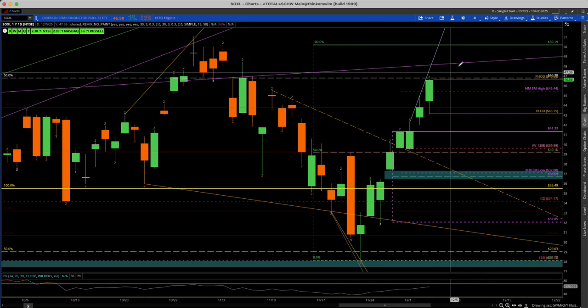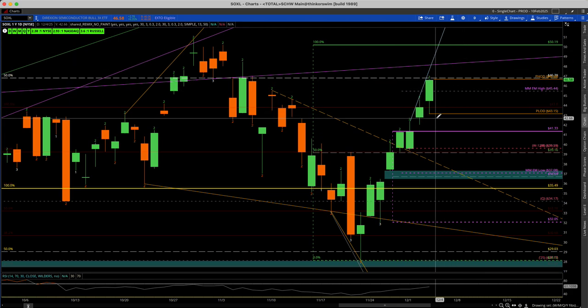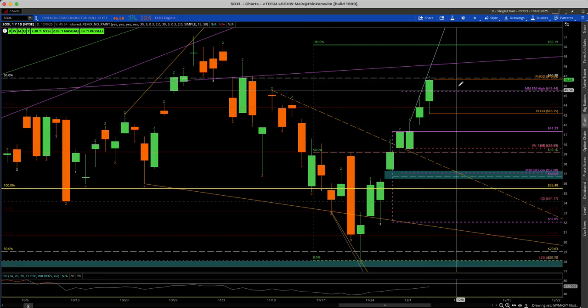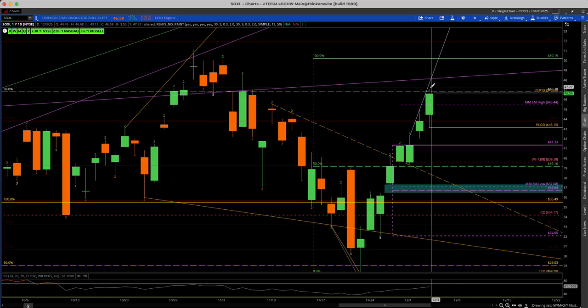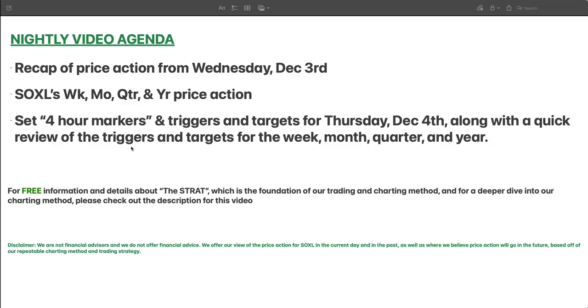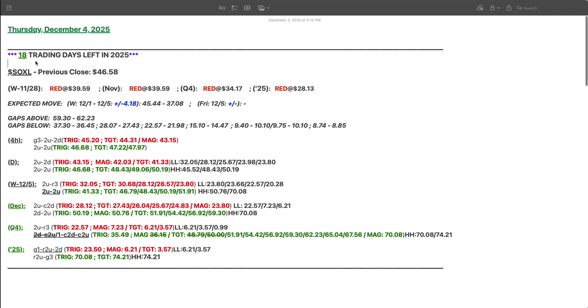Same thing to the upside. It's just a continuation, no reversal patterns or anything like that. So just keeping an eye on these resistance levels and looking to see if we can push up to that 50.19. All right. Let's go to the notes real quick so we can just look at the hard numbers, right?